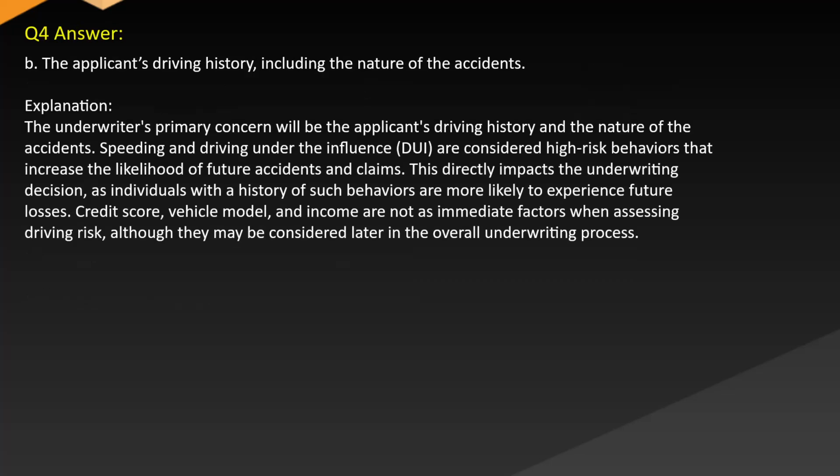Answer: B. The applicant's driving history, including the nature of the accidents. Explanation: the underwriter's primary concern will be the applicant's driving history and the nature of the accidents. Speeding and driving under the influence (DUI) are considered high-risk behaviors that increase the likelihood of future accidents and claims. This directly impacts the underwriting decision, as individuals with a history of such behaviors are more likely to experience future losses. Credit score, vehicle model, and income are not as immediate factors when assessing driving risk, although they may be considered later in the overall underwriting process.